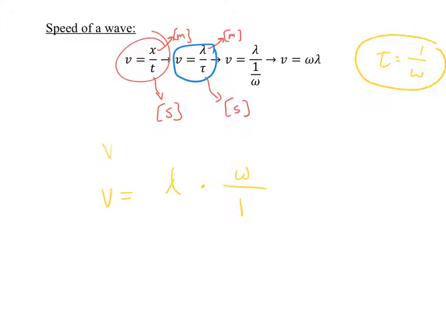Okay, because again, it was really v equals lambda divided by this, right? That's what it says up top. It says lambda divided by 1 over omega, but division means multiplied by the reciprocal. So this velocity becomes lambda times omega, the frequency, and that's the last formula we're going to have here.